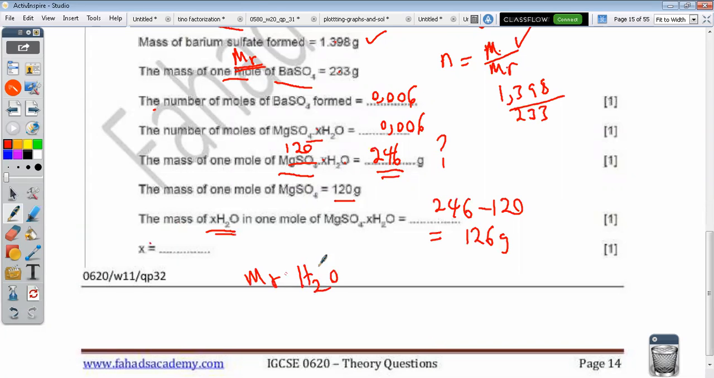Now to find X, what is the mass of one water molecule? What is the Mr of water? It's 2 plus 16, it's 18 for one water molecule. So how many water molecules are there? We divide by 18. So how many? 7. So it means our formula is MgSO4.7H2O.